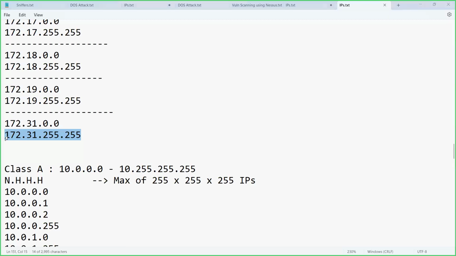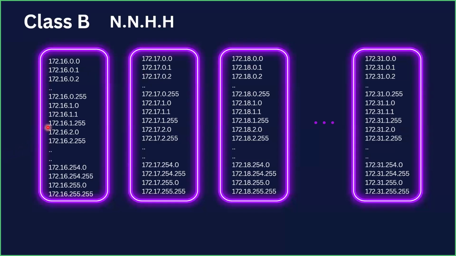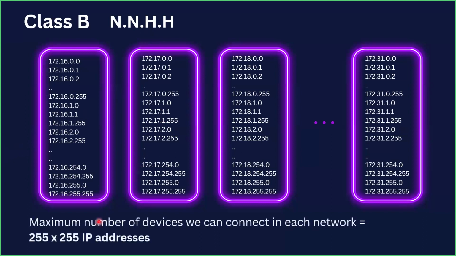Okay. Now, from this, we can understand that in each class B network, since you have two host portions, you can connect a maximum of 255 into 255 devices. So in class C, we could only connect 255 devices. But in class B, we can connect 255 into 255, which is equal to 65,535 devices in each network. Okay. So for MNCs, for large companies or organizations, where you have a requirement of connecting more than 255 devices in each network, there you go for class B. Class C is not useful there. You have to go for class B. Okay.